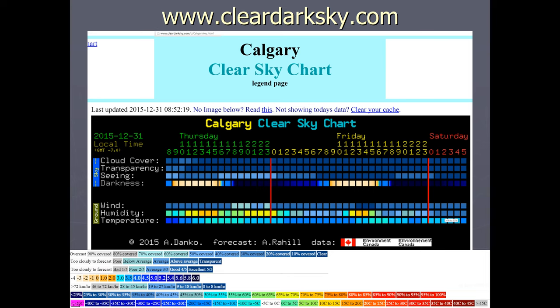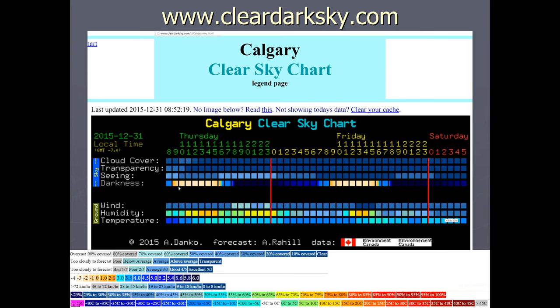So this affects the seeing. It is the movement of the air in the atmosphere that affects the seeing. Because when astronomers use a telescope to look at the stars, the stars will change their brightness, and this change of brightness is called seeing. So when you have dark blue, that means seeing is very good. When you have light blue, that means seeing is not very good.